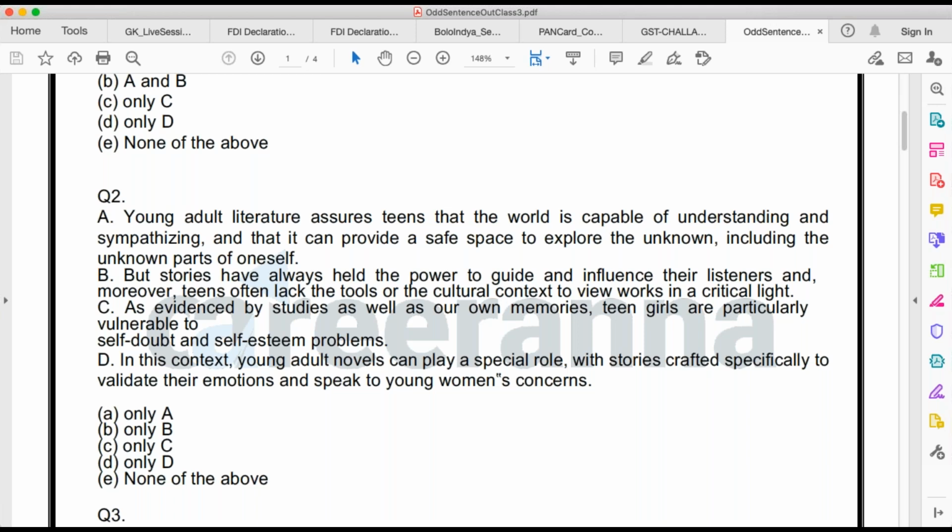It's talking about adult novels. It's not talking about impact on adults. It's talking about impact of adult novels on young women. Young women cannot be termed as adults.